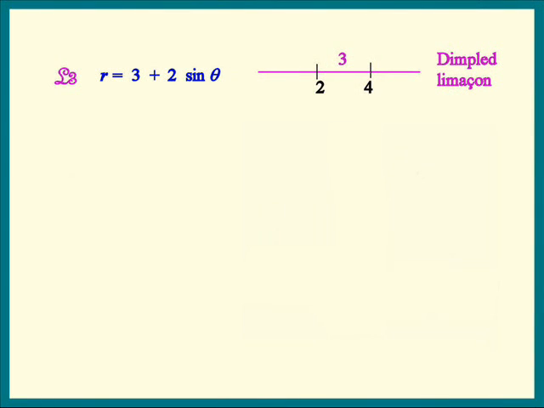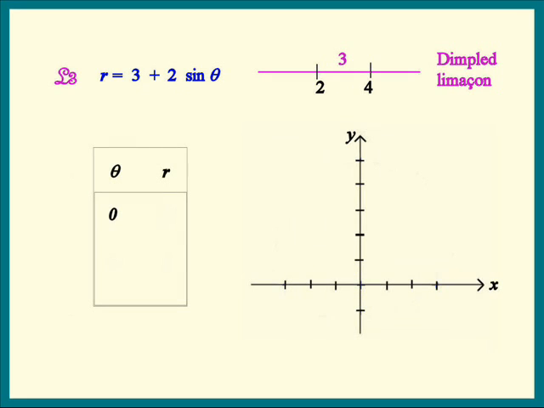Here's example 3. We already know this represents a dimpled limaçon, so let's plug in the points and see what happens. When theta is 0, r is 3 plus 0, we got 3. There's that point. When theta is pi over 2, we got 3 plus 2, that's 5. There's that point. When theta is pi, sine pi is 0, r is 3. There it is.